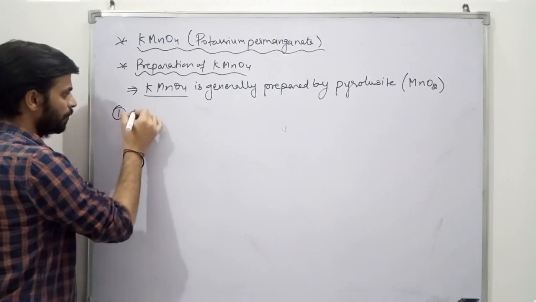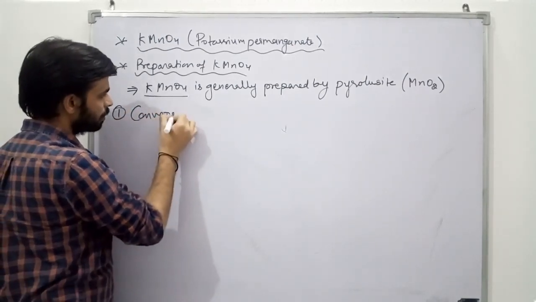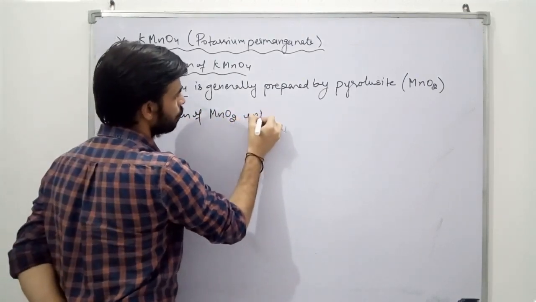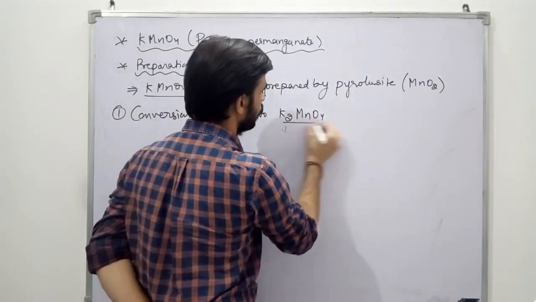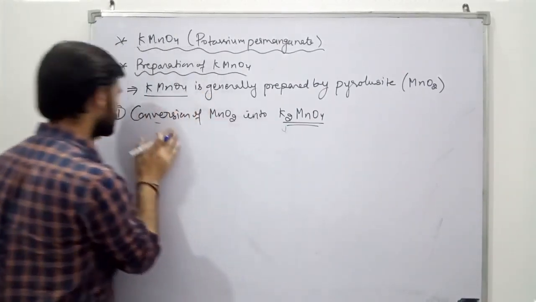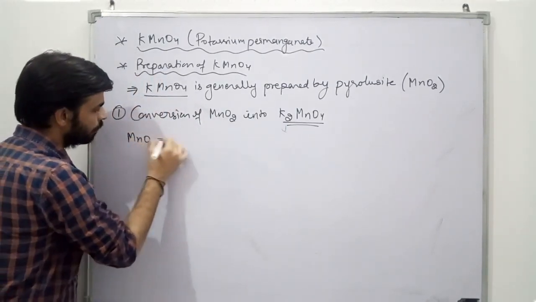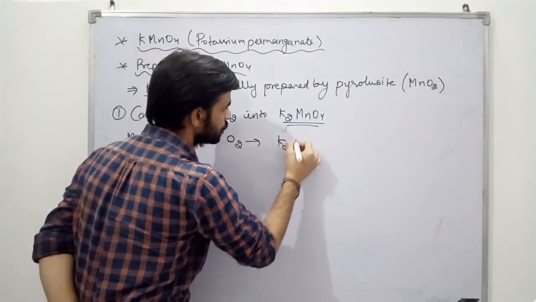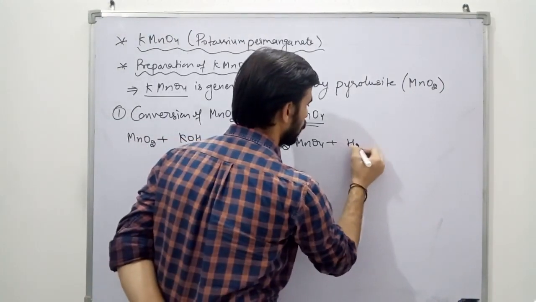In the first step, we have to convert manganese oxide into potassium manganate, having the formula K2MnO4. For this conversion, let's look at some reactions. Manganese oxide, when treated with KOH and oxygen, forms potassium manganate along with H2O.